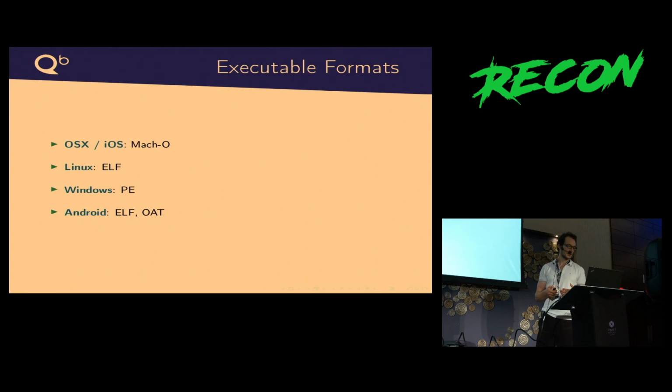There are mainly three kinds of formats. The first one is used on OS X and iOS, and it's the Mach-O format. The second one is used on Linux, and it's the ELF format. And the last one is the PE format, which is used on Windows. On Android, it's a bit special because Android is based on Linux, so they also use the ELF format. But recently, they added the OAT format, which is a kind of extension of the ELF format.